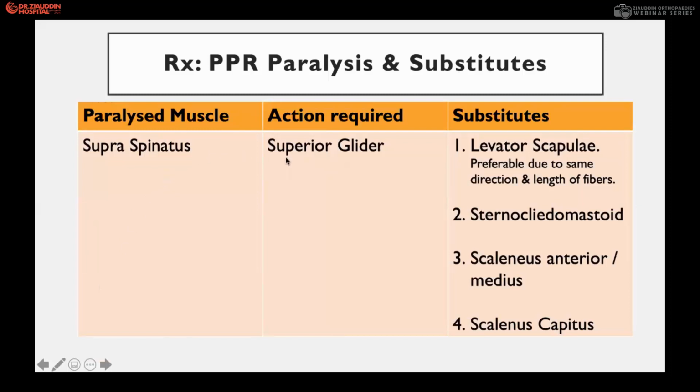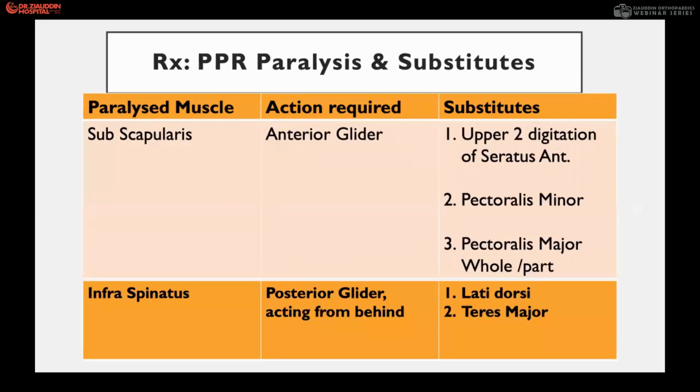supraspinatus paralysis, which is the superior glider, the substitute most commonly used is the levator scapulae, preferably due to the same direction of the muscle forces and the same length of the fibers. Some people also transfer the sternocleidomastoid muscle, and rarely the scalenus anterior, medius and posterior muscles are also used for supraspinatus paralysis, which produces the initial 15 to 20 degrees of shoulder abduction.